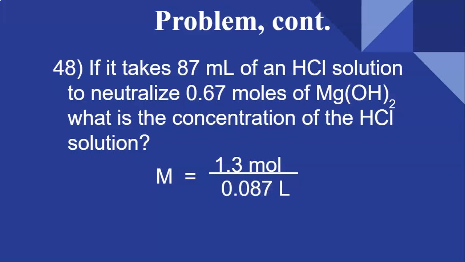If I divide 1.3 by 0.087, I get 15 molarity. So my hydrochloric acid is 15 molarity. And that is how you do neutralization reactions.